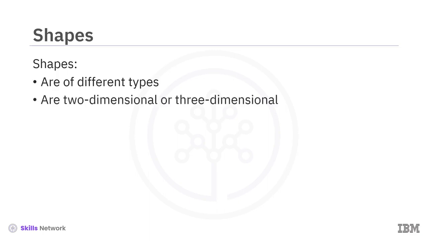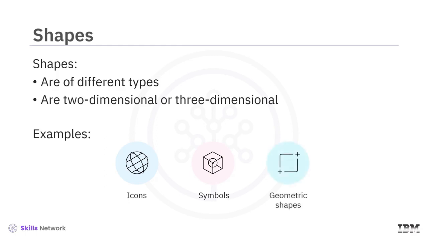These can also be 2-dimensional or 3-dimensional. Icons and symbols are 2 examples of shapes. Other examples of shapes used in user design are geometric shapes. These include circles, squares, triangles, spirals, arrows, and rectangles.